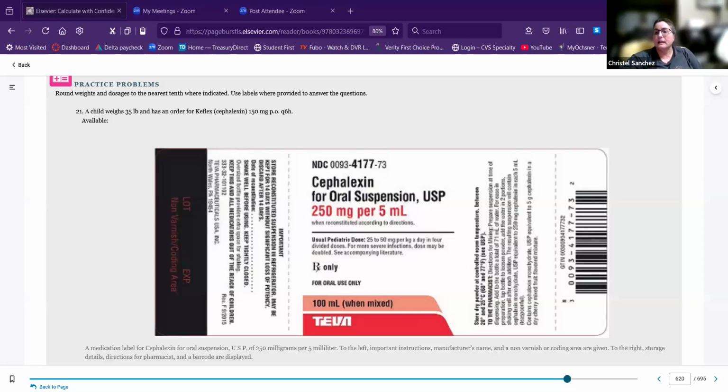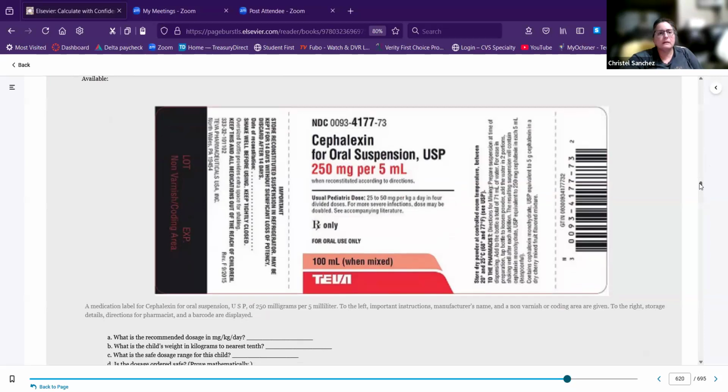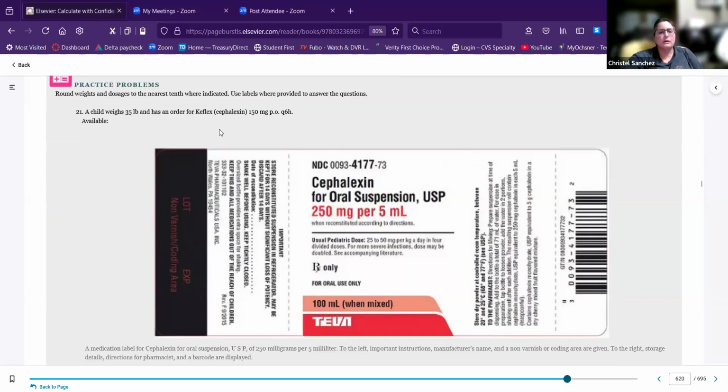There's going to be a label on there for a cephalosporin. What I want everybody to do is get this information. So we have a child who weighs 35 pounds, and he has an order for Keflex 150 milligrams PO every 6 hours. Once everybody gets that information about the child's weight and the Keflex order, I'm going to scroll down to where you can see everything else that you need. So we have the weight of 35 pounds, and the order is 150 every 6 hours.